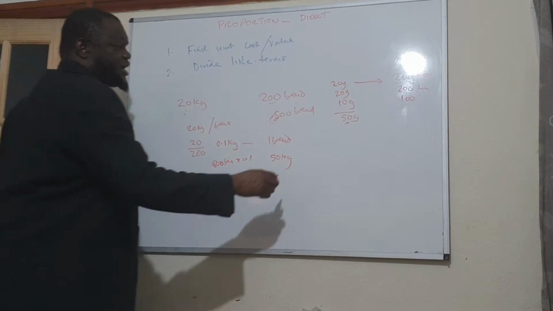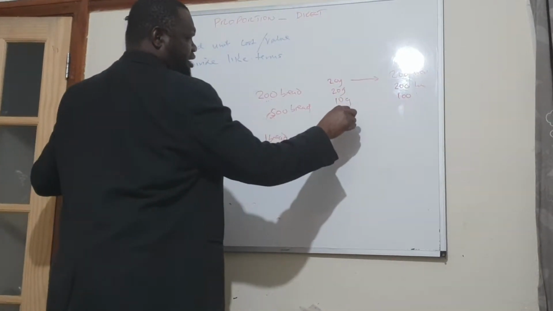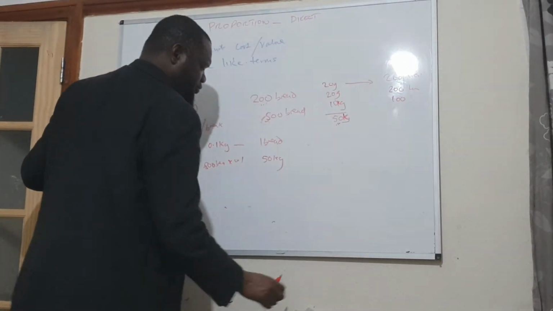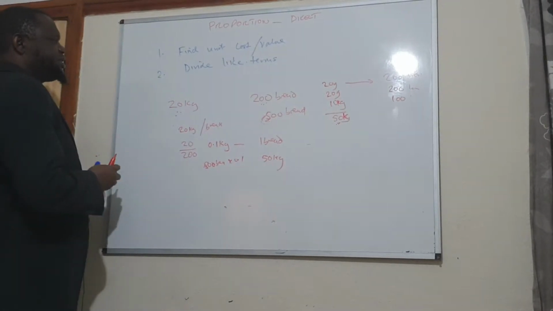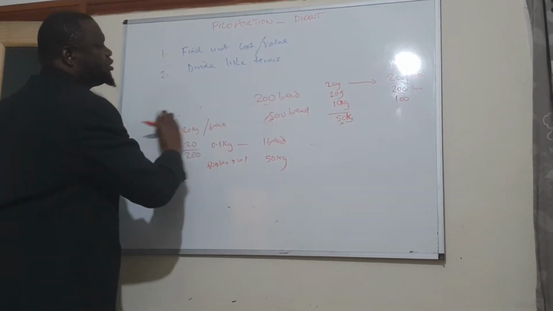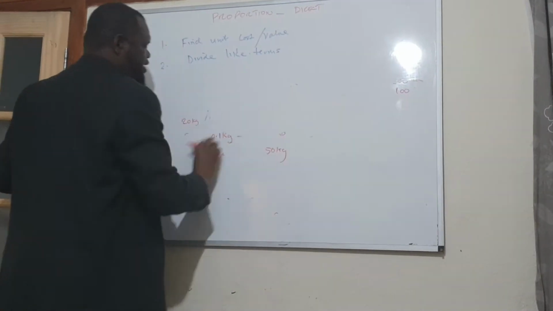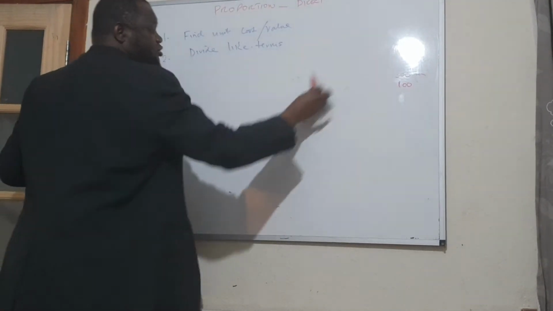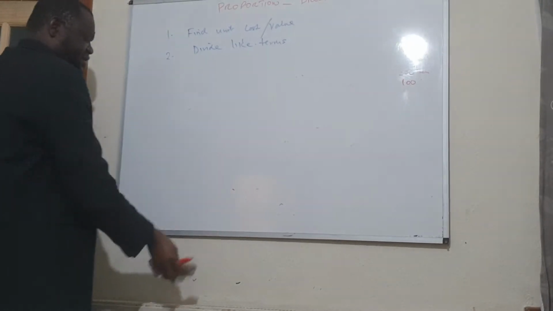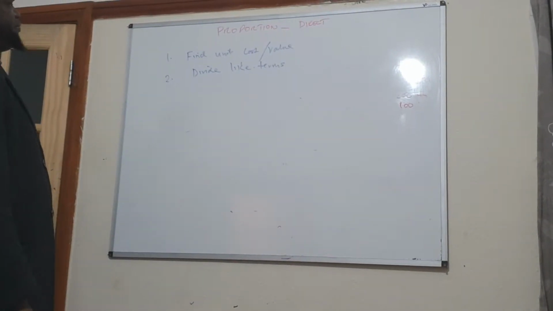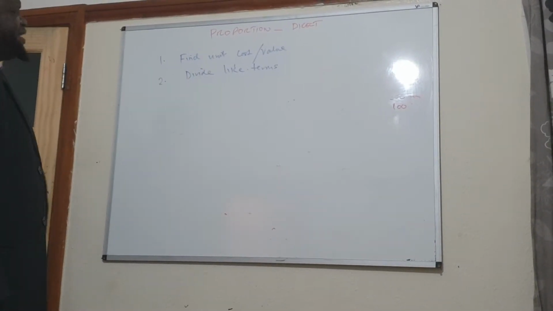Kilogram, yeah. It's kilogram. So we are dealing with kilogram. This is called direct proportion. So you see, I have done it in 2 ways, by the school way of doing it and the proportional way of doing it. Now look at the divided like times.